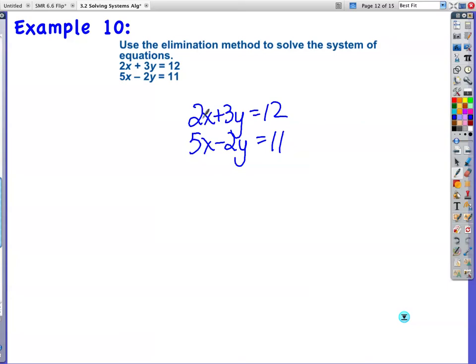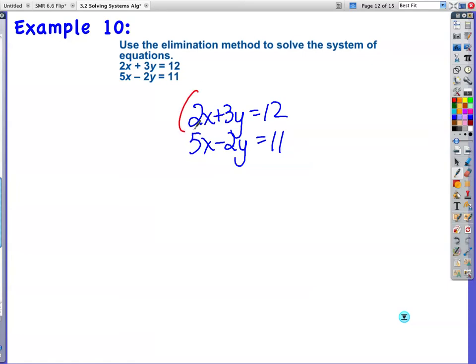So here's one way. You either look to get rid of the x's or the y's. If I want to get rid of the x's, what's the number that goes into 2 and 5? 10. Okay, so I would have to multiply this one times 5, this one by 2 in order to get 10, and they would cancel out. Or, if you're really thinking ahead, I have a 3 and a 2. 3 and 2 both go into 6. I like that slightly better because then my number's not quite so big. So I would have to take the top equation times 2, the bottom equation times 3, and then my y's will cancel.